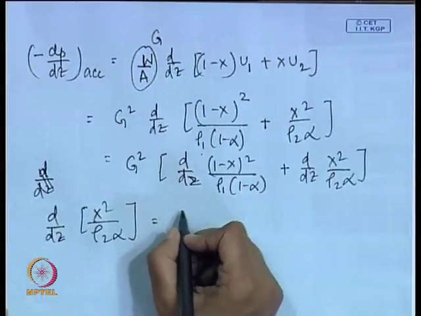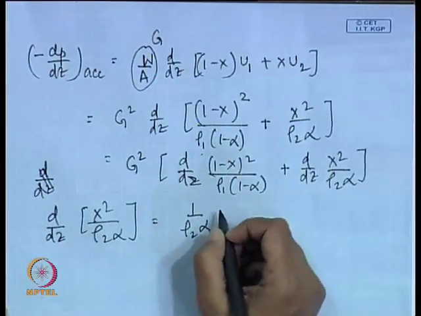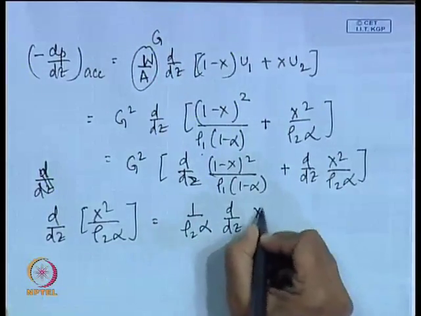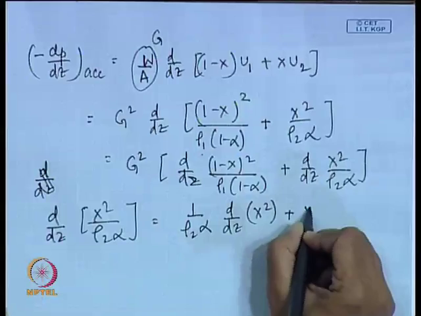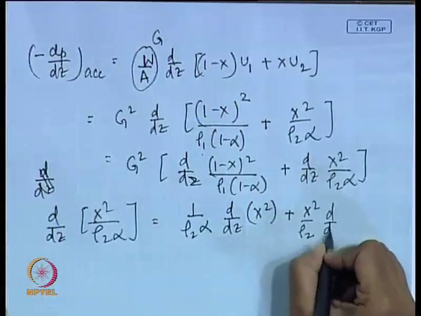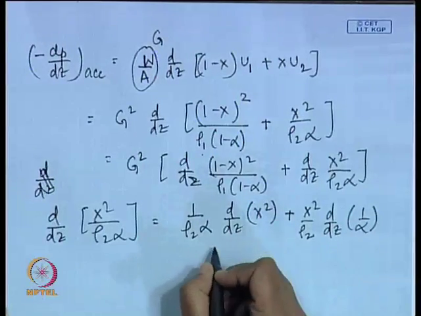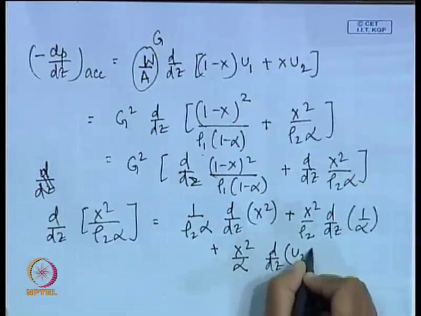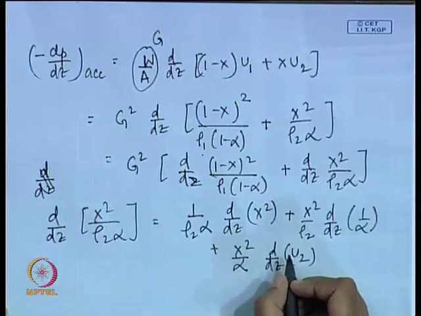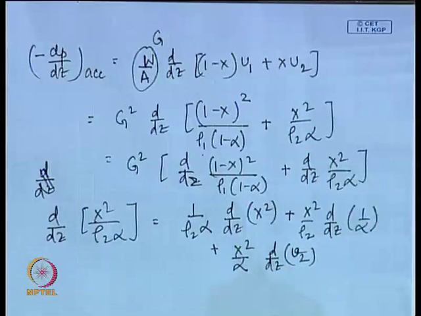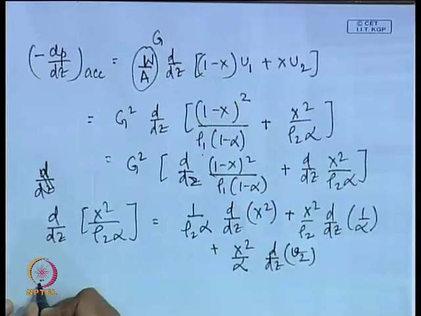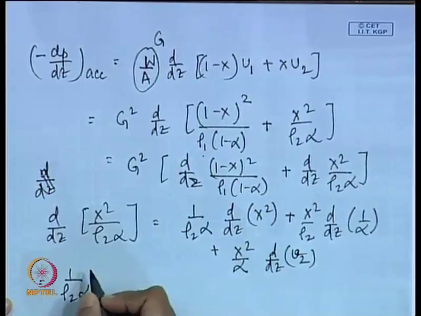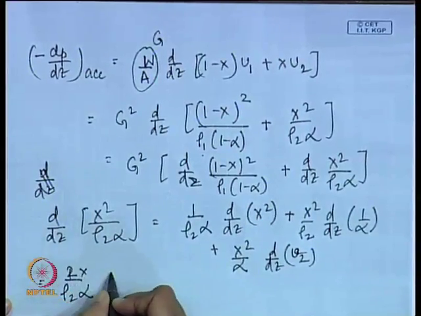Otherwise you will not get yourself familiarized with these things. So, this is nothing but simply the differentiation I am doing, d dz of x square, where x is the quality, plus x square by rho 2, 1 by alpha, plus x square by alpha d dz of 1 by rho 2. Rho 2 I have made it v 2. Agreed? Any problems? Whatever you have learned in class 11, 12, nothing more than that: 2x dx dz.